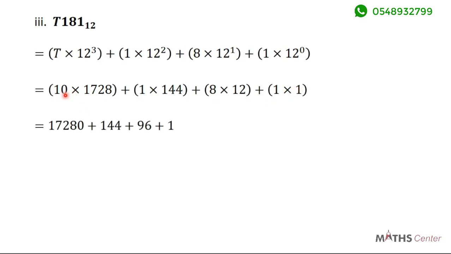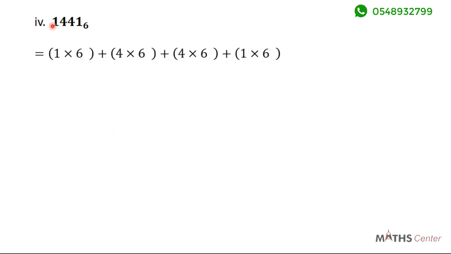So you are going to have 10 times 1728. That will give us 17280, plus 1 times 144 will give us 144, plus 8 times 12 will give us 96, plus 1 times 1, which will give us 1. So we add all this and we are getting 17521. So what it means is that if you convert T181 base 12 to base 10, you are going to have 17521 base 10. Let's pick the next example.